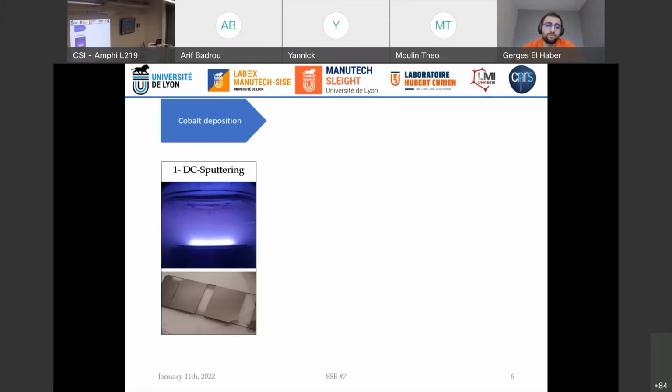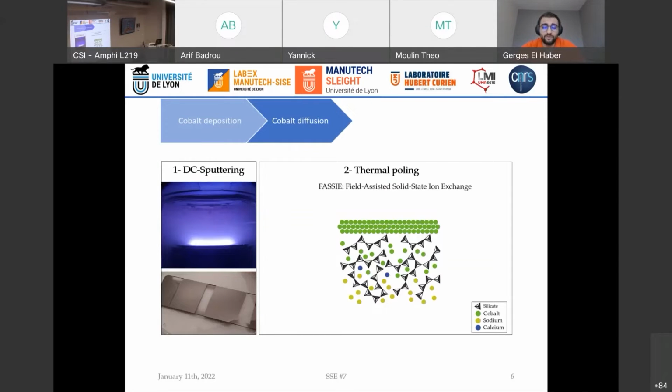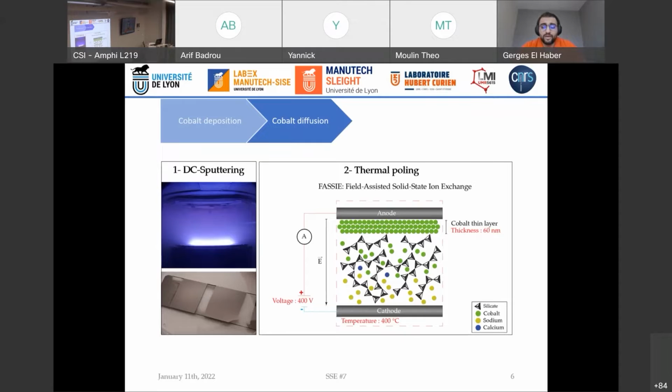We will start with the cobalt deposition. We deposited our cobalt using DC sputtering. In order to diffuse it, we will use the thermal poling method, where FASSI, field-assisted solid-state ion exchange, is the physical phenomenon responsible for the cobalt diffusion. For this reason, a thin film of 60 nanometers of cobalt was deposited at the surface of the soda-lime glass, then introduced into an oven at a temperature of 400 degrees. And simultaneously, we apply an external potential difference of 400 volts.